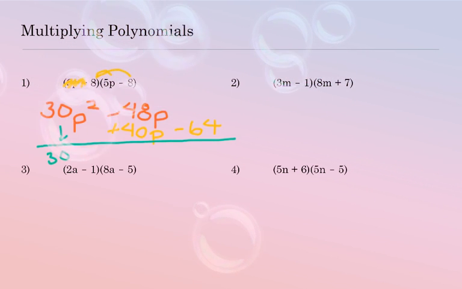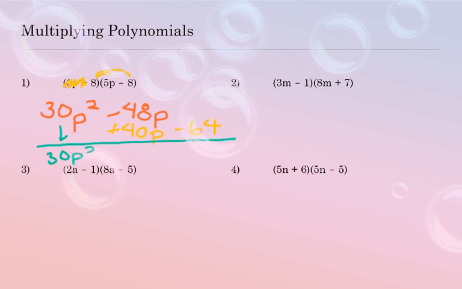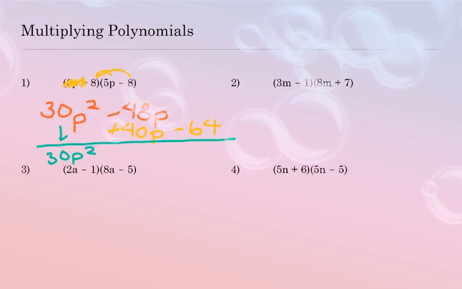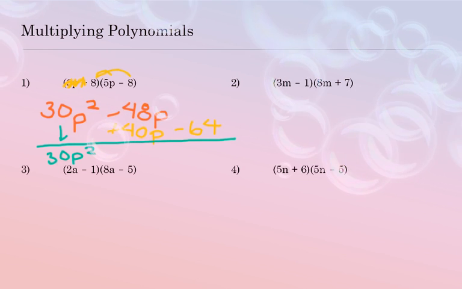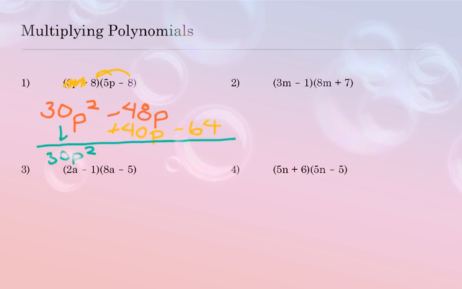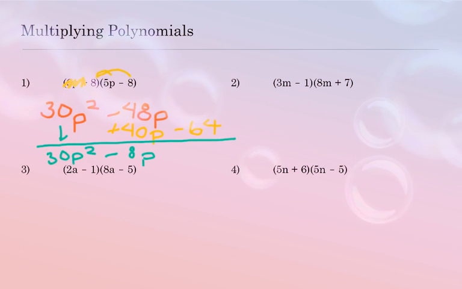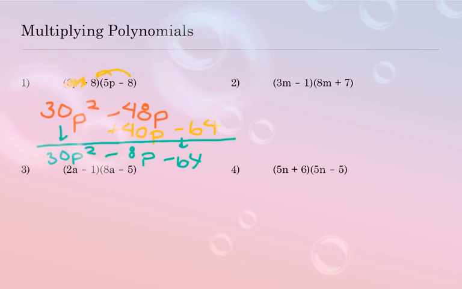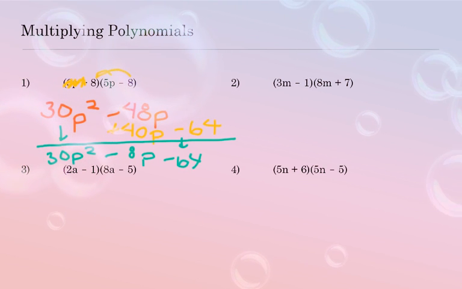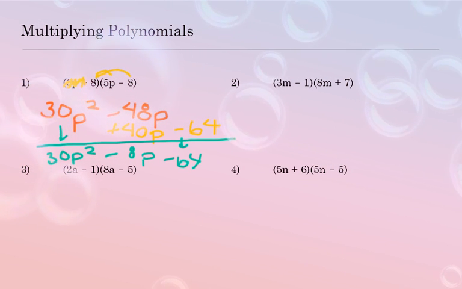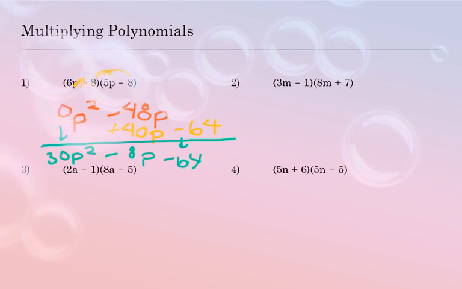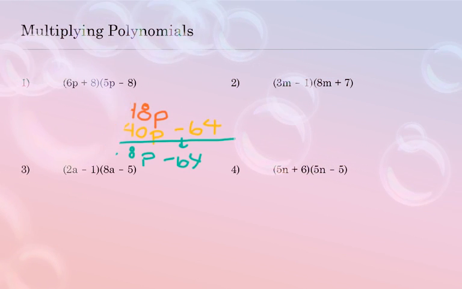Carried down. Negative 48 plus 40, right? Because those are both p's. They are like terms. Negative 48 plus 40 is negative 8. And then the negative 64 is still there. So give me a second to write that down. That is a 64, not a 6y. Pause if you need to, because I'm going to have to erase that so I've got space for 2.